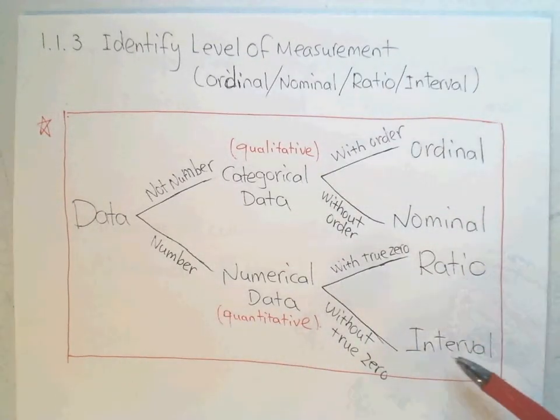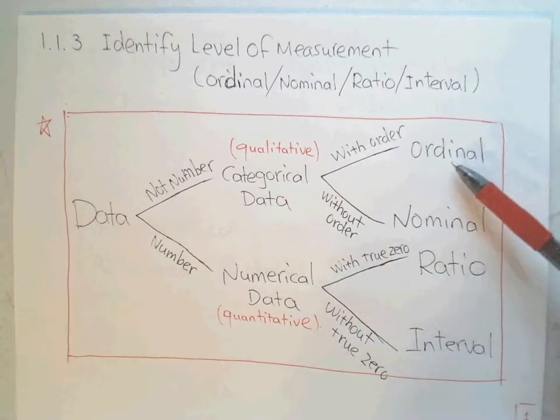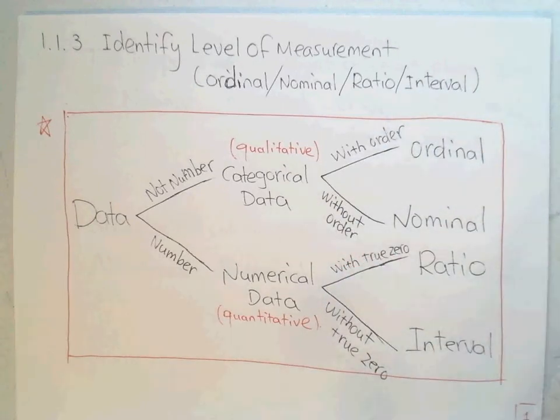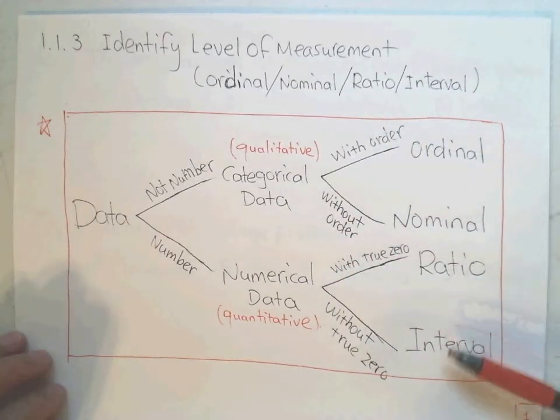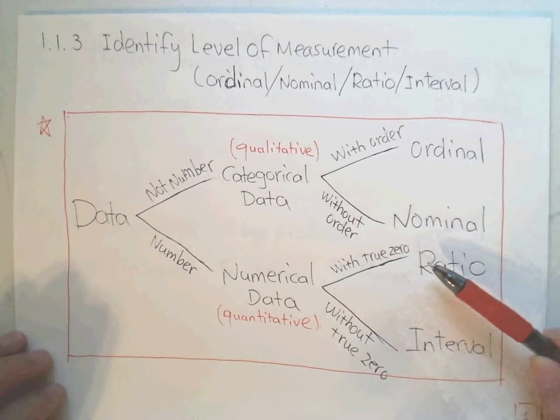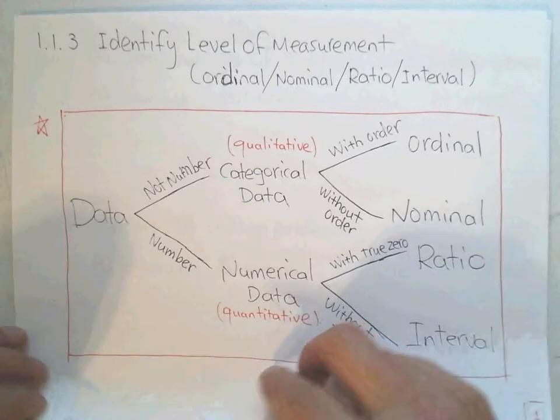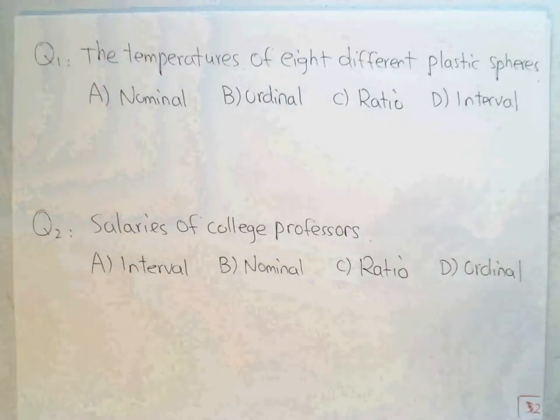Ratio and interval are numerical data. Ordinal and nominal are category data. We will have examples to show you, with the true zero, without the true zero, and the definitions.